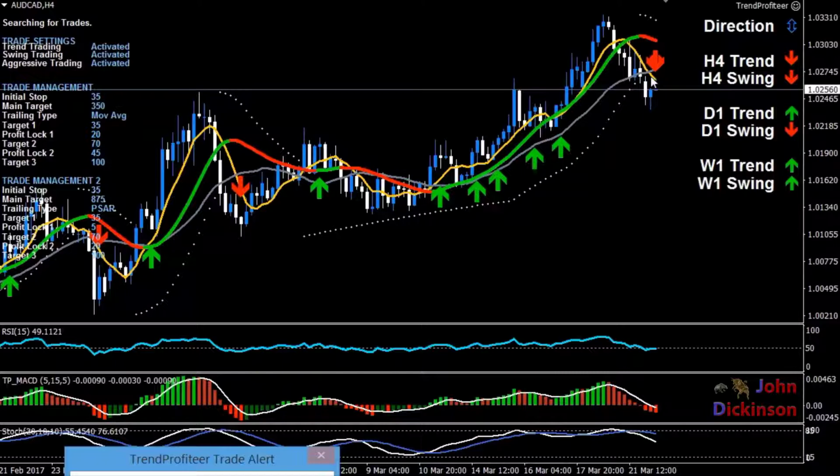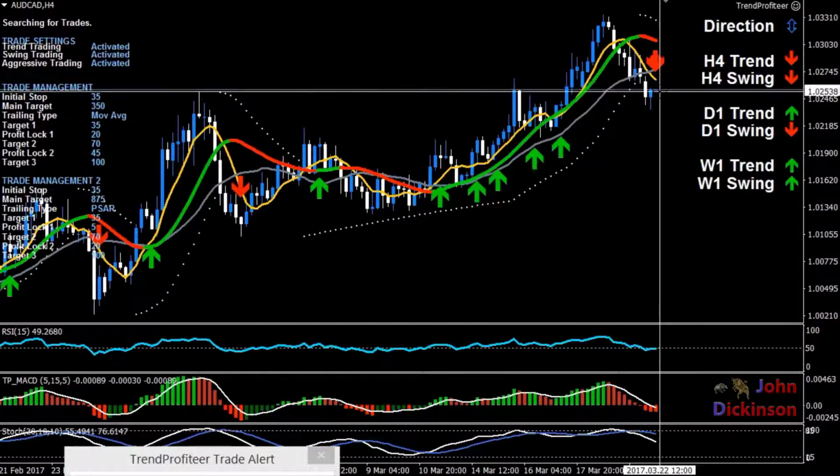Now I've got a nice little crossover here at a nice point that I'd like to sell. It's nice and high. The trend follower has just changed from green to red. My RSI is below 50. That's what I want. My MACD is below the 0 line, and my stochastic has already changed over to the downside. So let's take a look at how much we can make here.